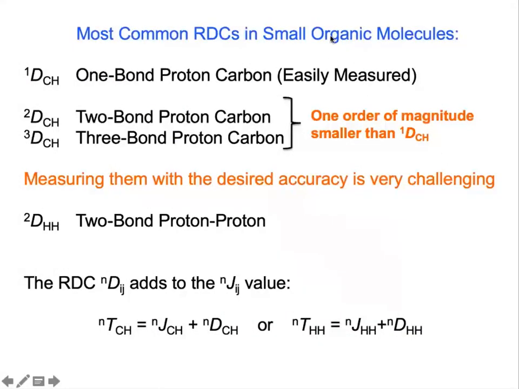The most common RDCs in small molecules, honestly, and to be realistic here, is the one bond proton-carbon coupling, because it's easy to measure. You can measure long range. I have papers on that. And another one that can be measured is the 2 bonds, the geminal proton-proton. And these ones, in order to measure with the desired accuracy, are very challenging, and they are very small. They are 1 order of magnitude smaller. And most of the problems in which RDCs were used were solved using 1 bond proton-carbon RDC.